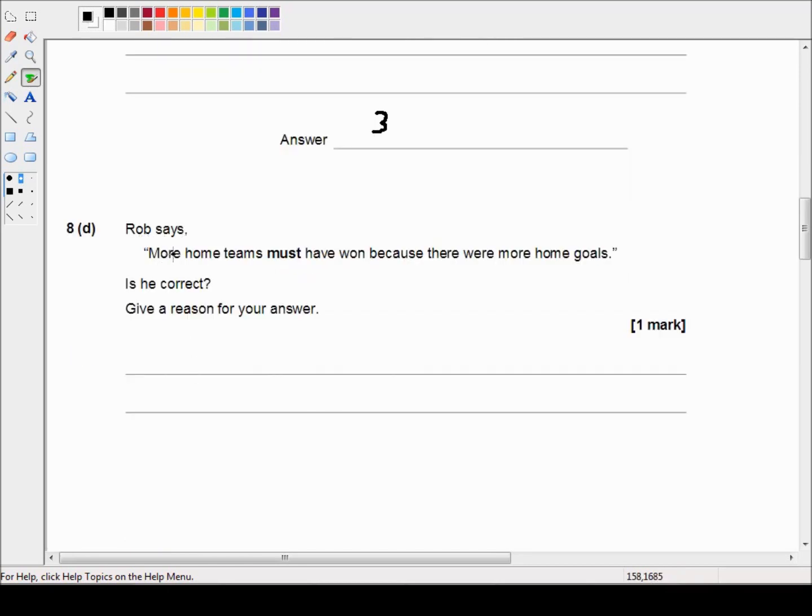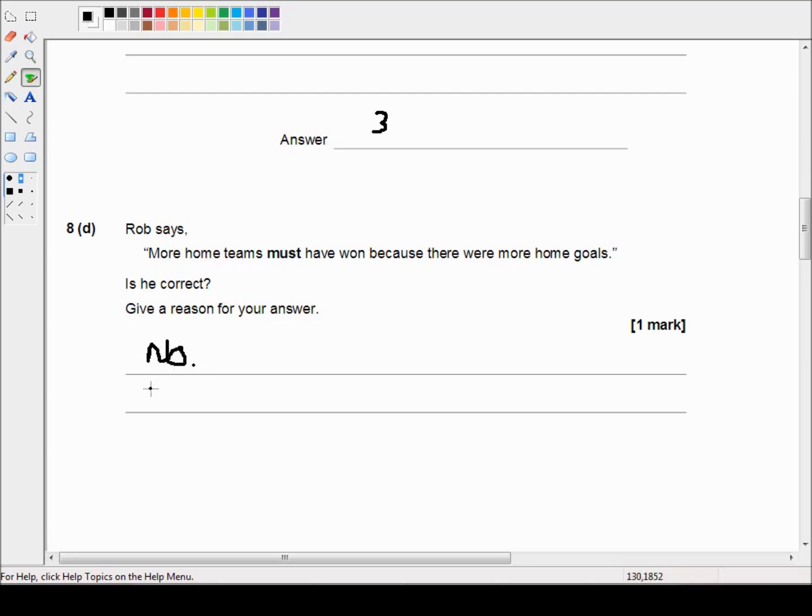And part D says, Rob says, more home teams must have won because there were more home goals. Is he correct? Well, he's correct that there were more home goals, but that doesn't necessarily mean that more home teams won. Some home teams might have won by a large number of goals, so just because more home goals were scored during the 10 matches does not necessarily mean that more matches were won. He's probably right, but he's not necessarily right, so I'm going to write no.